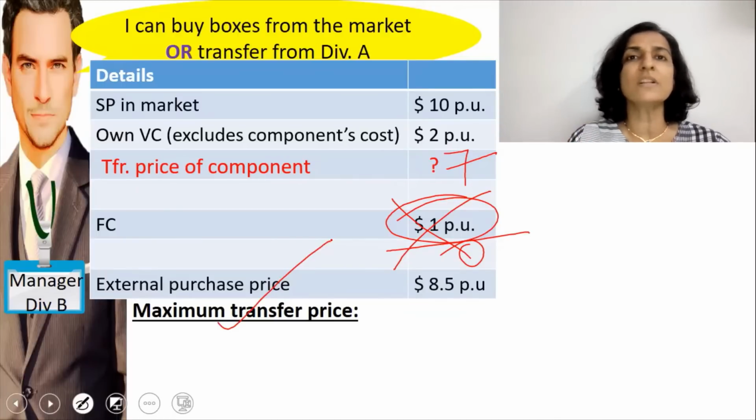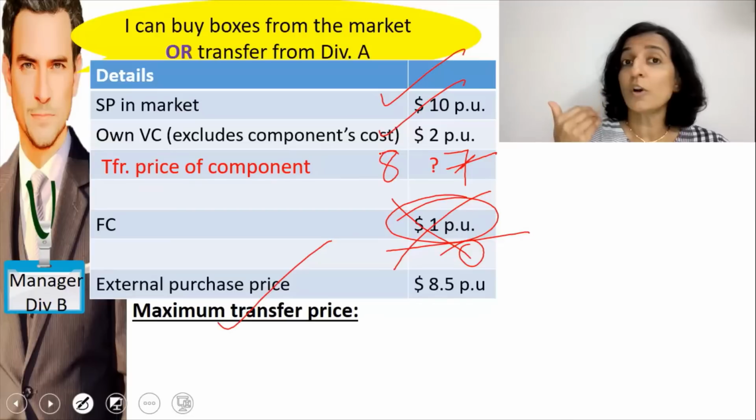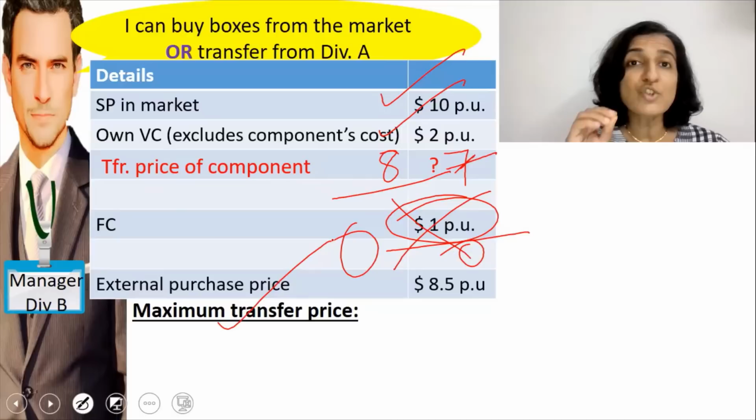So without considering the fixed cost, what will be the maximum transfer price that we can take? It is 10 minus 2, which means that it is $8. So assume that fixed cost has already been recovered by this division. So fixed cost will not be there. So it's 10 minus 2 minus 8. We are ending up with a profit of $0. So this is the way in which you have to calculate the transfer price.